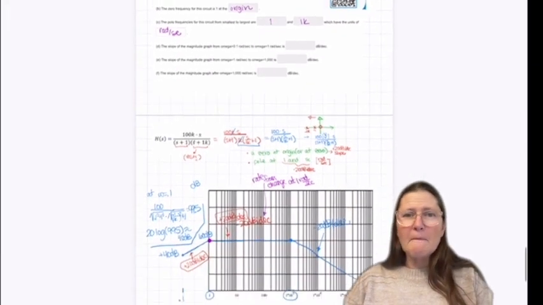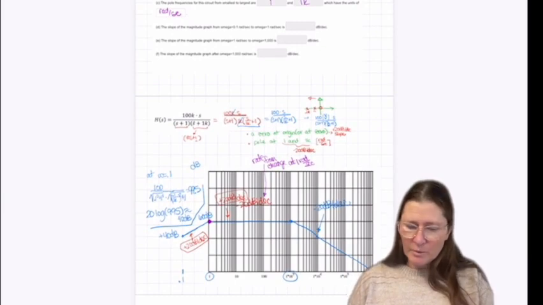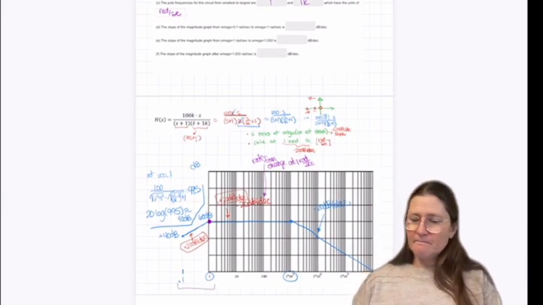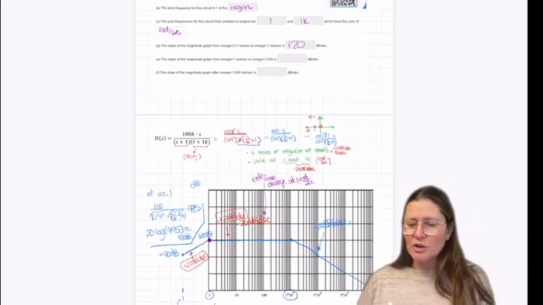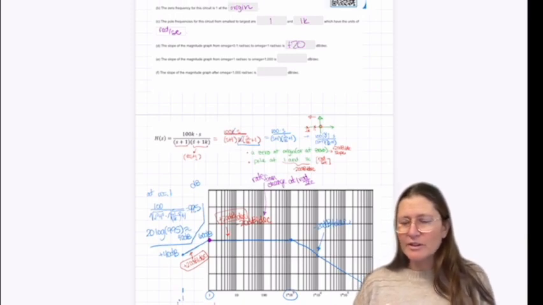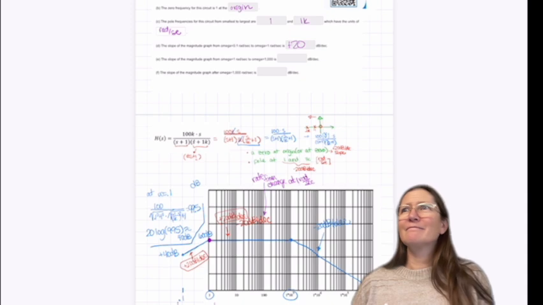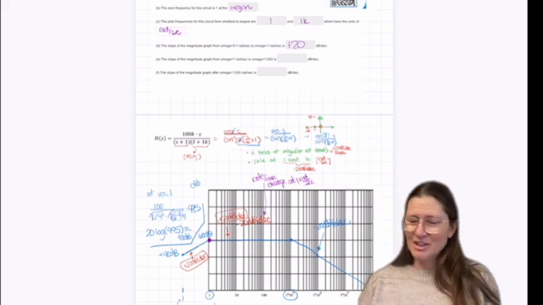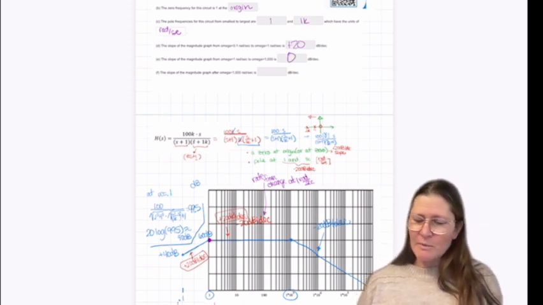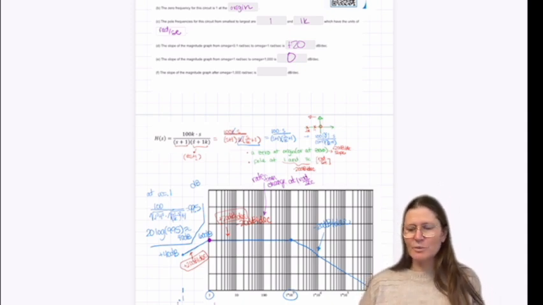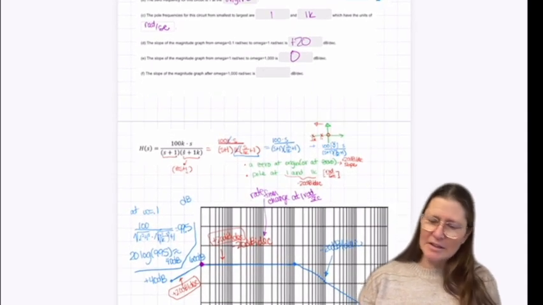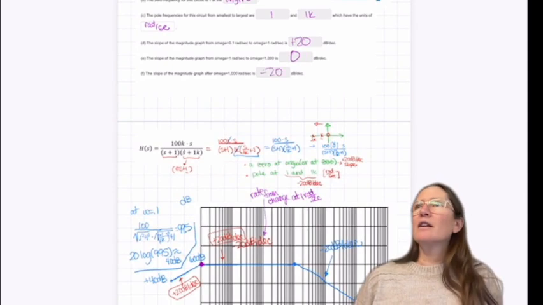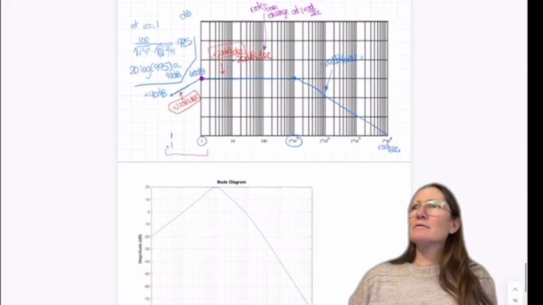What? So the slope of this from 0.1 to 1, positive 20 dB per decade. And the slope of the magnitude graph from omega 1 to 1,000 is what? 0, thank you. And the slope of the magnitude graph after omega is 1,000 radians per second. Correct, negative 20. All right, questions?